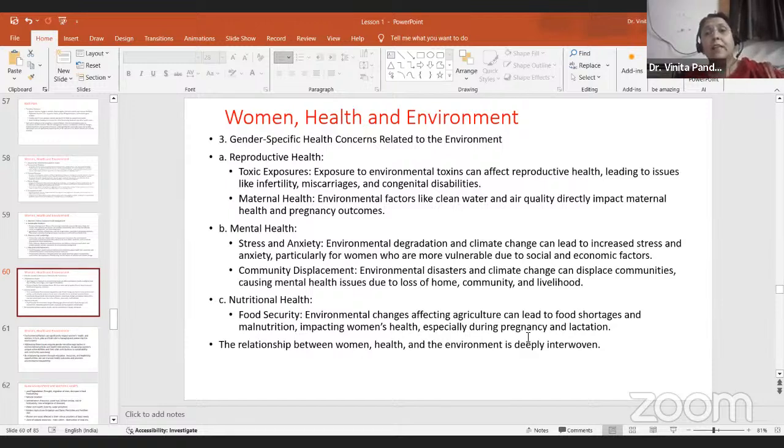And then maternal health: what is happening to maternal health as a mother, and taking care of her when she is pregnant or when she has a just-born baby? How air quality, water quality, whatever she is consuming, what kind of air she is breathing, what quality of water she is consuming, will impact not only her health but also the baby's health. Mental health, stress and anxiety: stress and anxiety are the biggest killers.